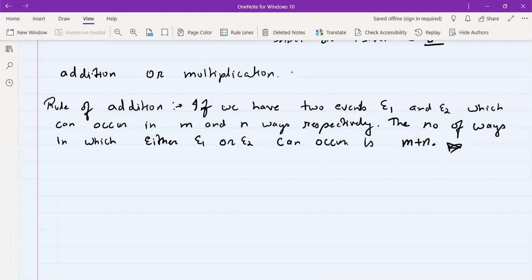Okay, very good. So this is the rule of addition. I hope everyone understood, right? Everyone understood this? Now, what is the rule of multiplication? Tell me, what would be the rule of multiplication?